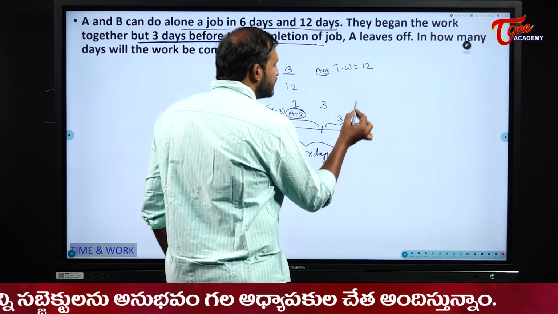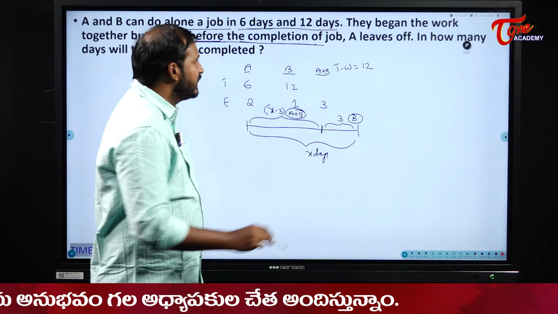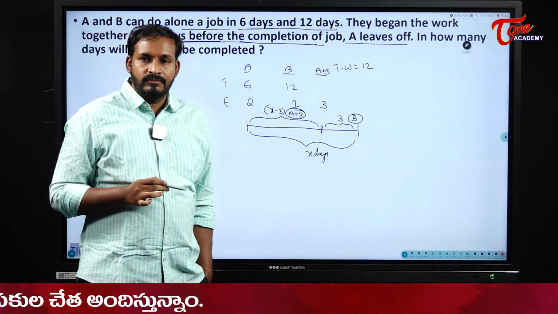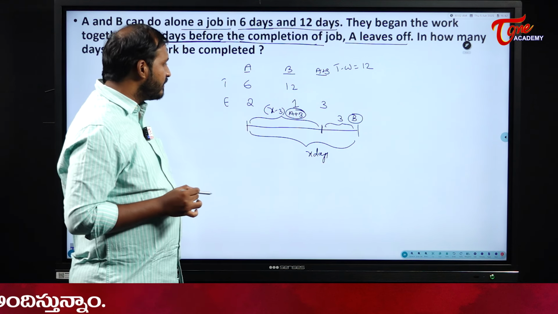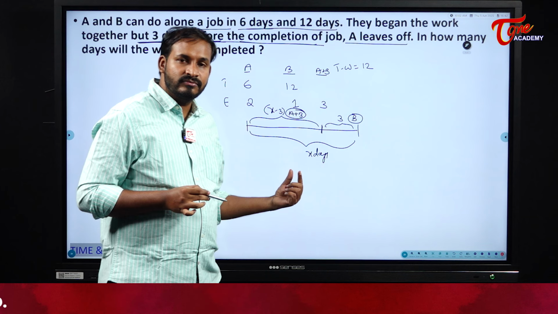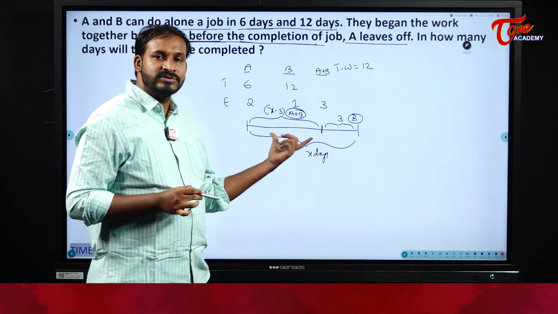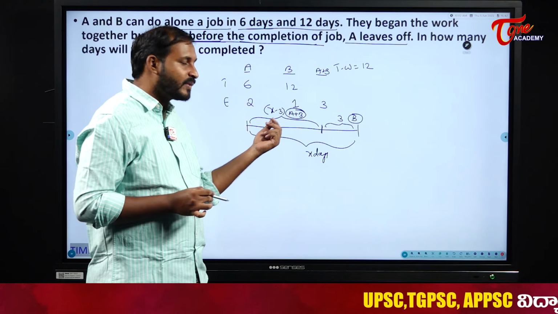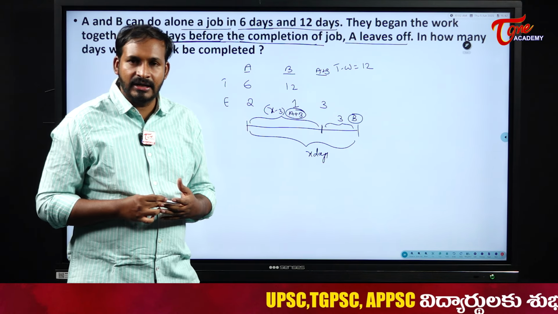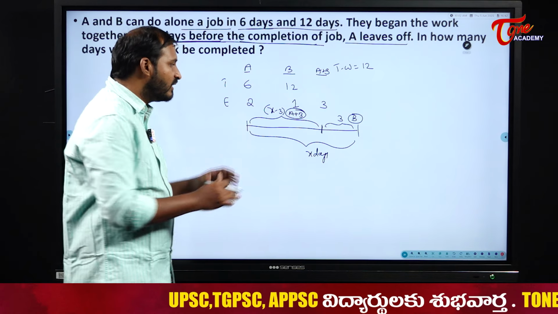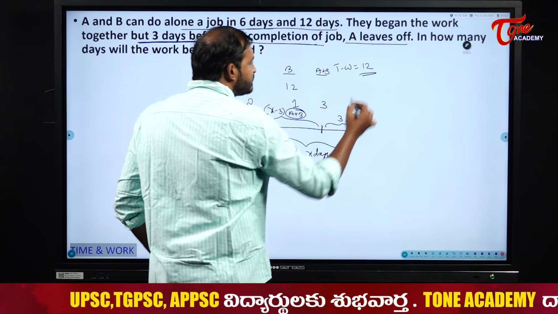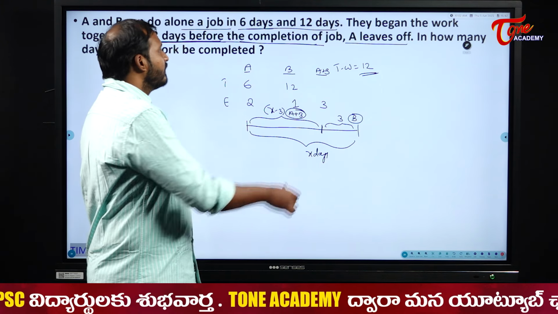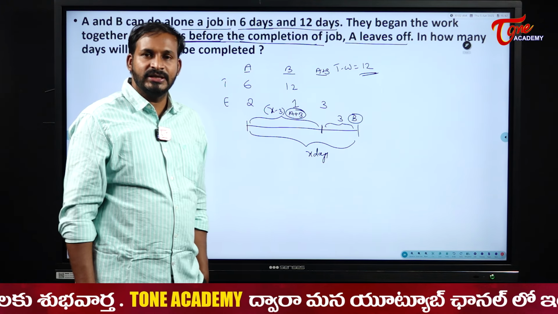Why? What is the reason? A left the job. A leaves off, right? 3 days before the completion of the job, A left the job. So that means the last 3 days were worked by whom? Only B. And the first X minus 3 days were worked by both A and B, right? Now by working in this manner, my total work, what is my total work here? 12. My total work is finished, right? By working in this manner, my total job is done.